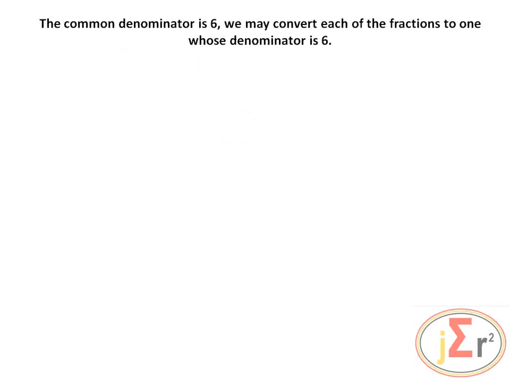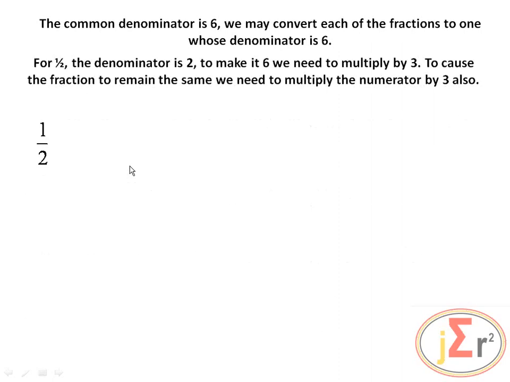A common denominator is 6. We may convert each of the fractions to one whose denominator is 6. So if we have a half, to convert this with a denominator of 6, we need to multiply the 2 by 3. 2, 3, 6. But that will not be correct unless we multiply the numerator by 3 also. So multiply both numerator and denominator by 3. And what do we see?